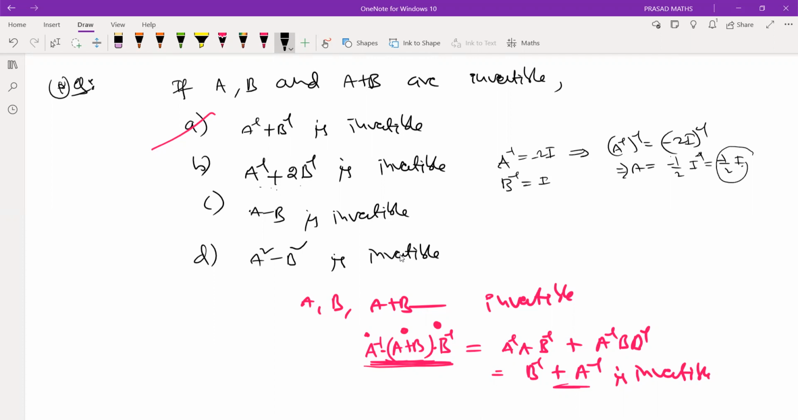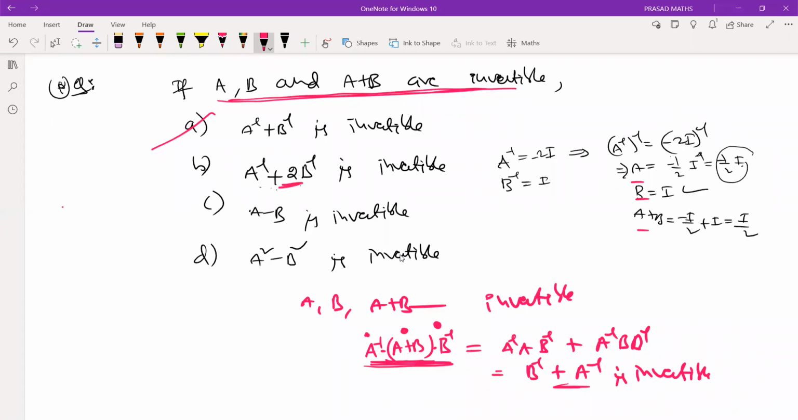Similarly, what is B? B is nothing but I. This is also invertible. What is A plus B? A plus B is nothing but minus I by 2 plus I, that means I by 2. This is also invertible. So all conditions are satisfied. A is invertible, B is invertible, A plus B is invertible. The thing is, is it true actually?